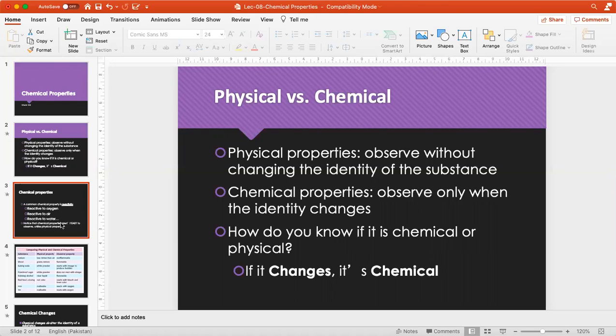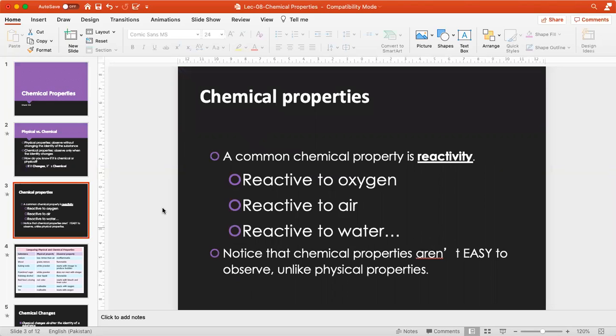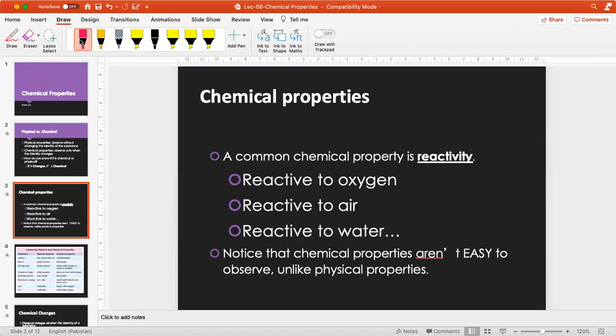Okay, so next, chemical properties. A very common chemical property is reactivity. This reactivity means reactive to oxygen, reactive to air, and reactive to water. Chemical properties aren't as easy to observe as physical properties. So three things are very important. Reactivity is a very important thing, and it is with these three: reactive to oxygen, reactive to air, and reactive to water.